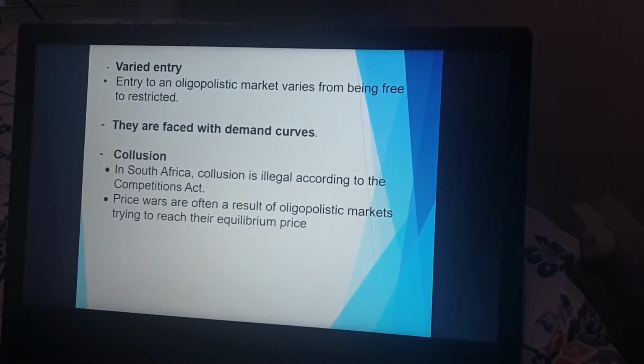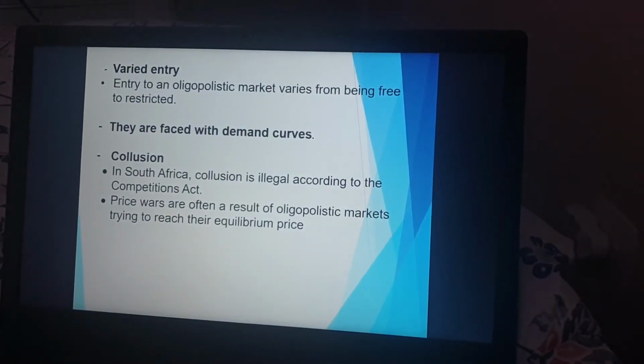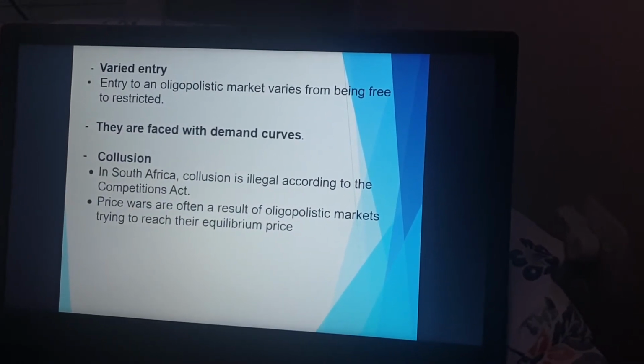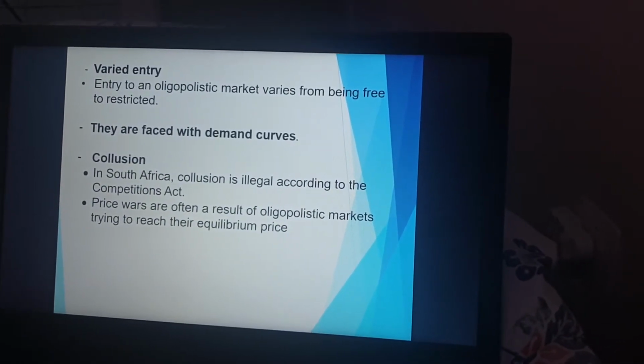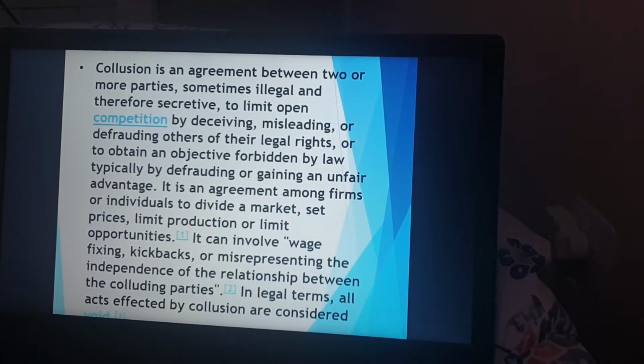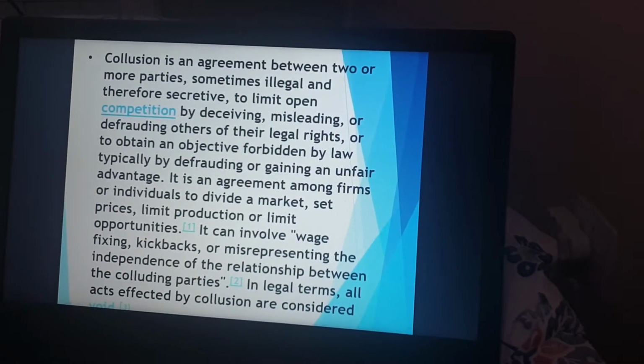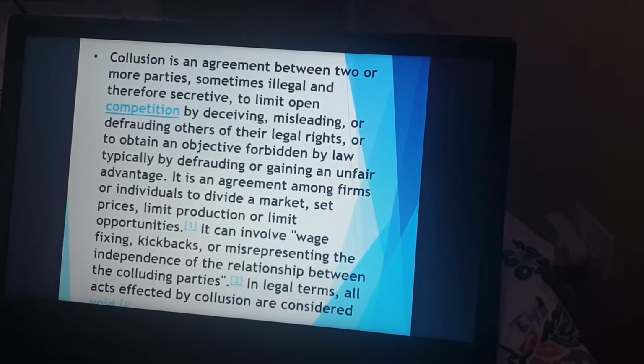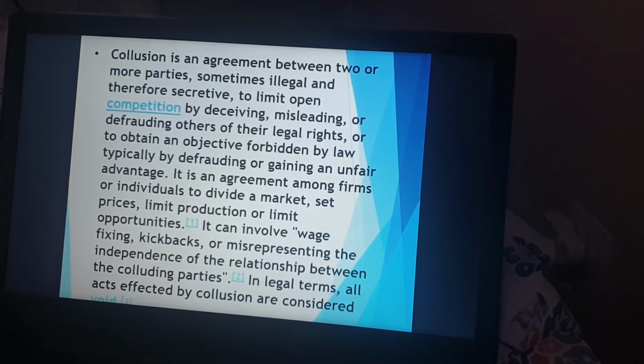Price wars are often a result of oligopolistic markets trying to reach their equilibrium price. Collusion. This is just an elaborate definition that I put on here for you just to understand the concept.